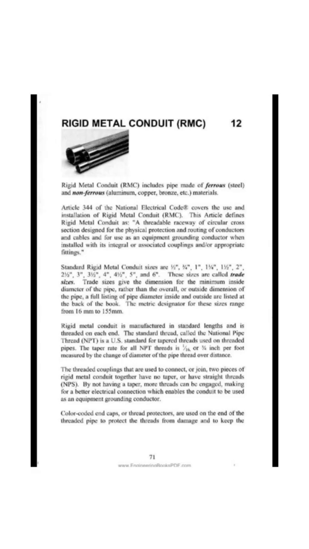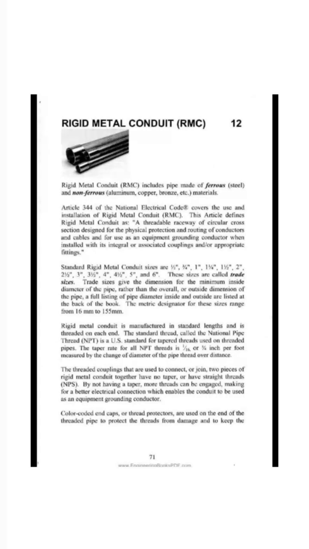Rigid metal conduit, RMC, 12. Rigid metal conduit, RMC, includes pipe made of ferrous, steel, and non-ferrous, aluminum, copper, bronze, etc., materials. Article 344 of the National Electrical Code covers the use and installation of rigid metal conduit, RMC.